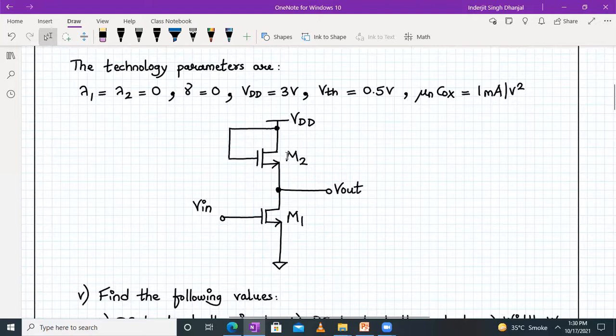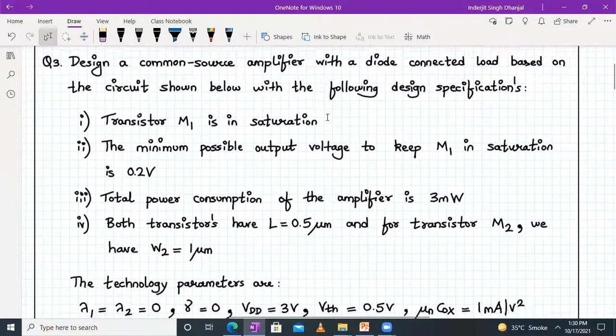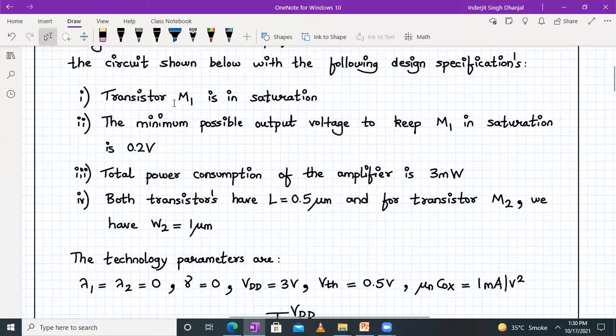Your M1 and M2 are NMOS transistors. So let's look into detail about it. What are the specifications? M1 is in saturation. The minimum possible output voltage to keep M1 in saturation is 0.2 volt. That means V out minimum is 0.2 volt. The total power consumption of the amplifier is 3 milliwatt.